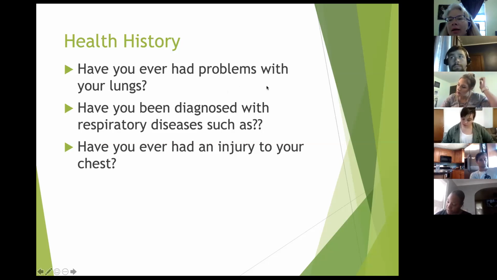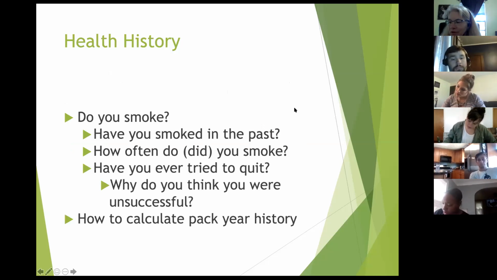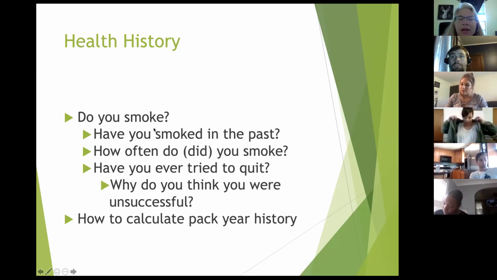Have they ever had any problems with their lungs? Any respiratory diseases, bronchitis, COPD, asthma, chronic issues with pneumonia, that type of thing, or any type of injury to your chest? Do you smoke? And if they say no, I don't smoke, then your next question is, did you smoke in the past? Because we have a lot of people out there who have smoked in the past but have quit.